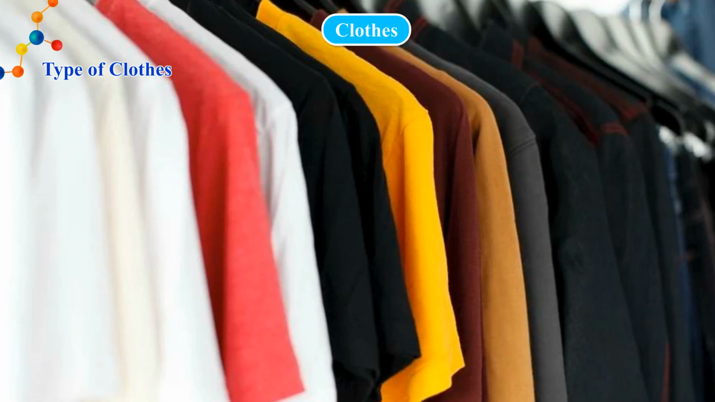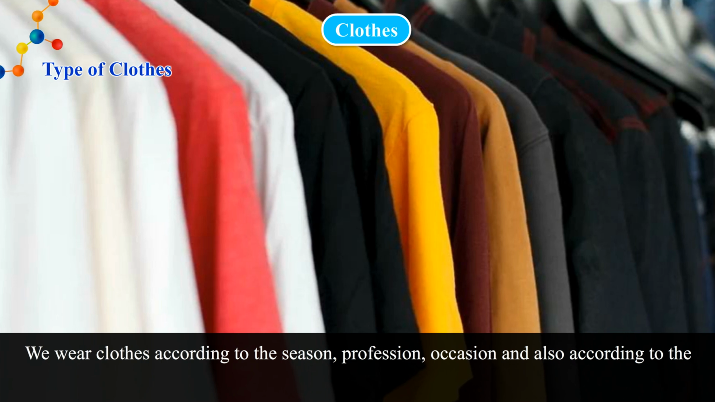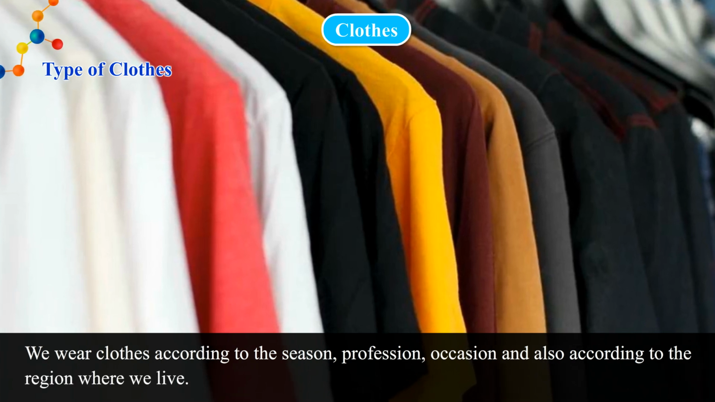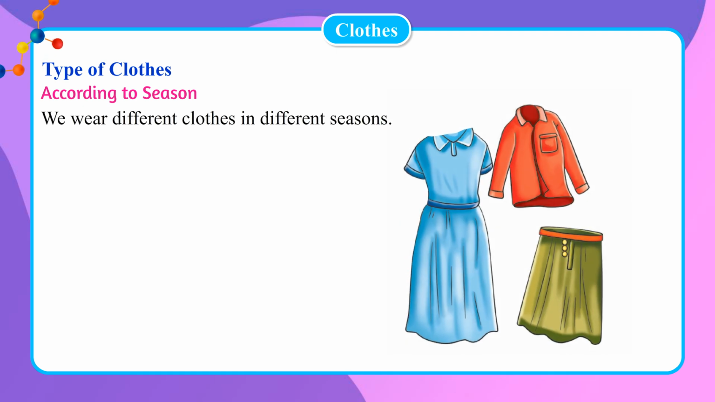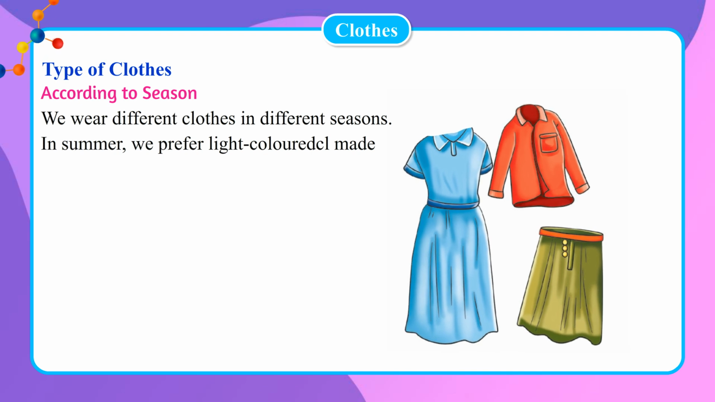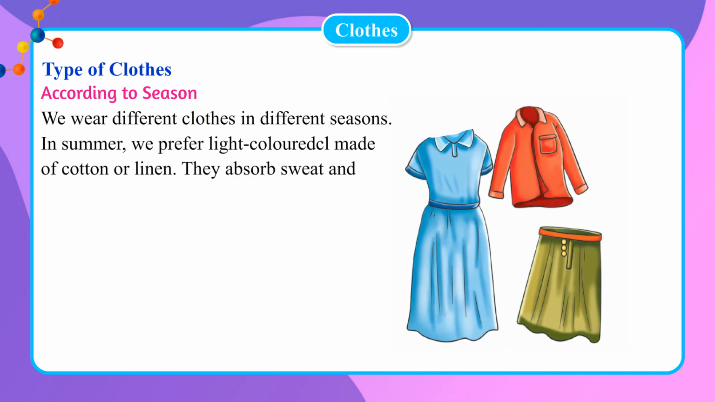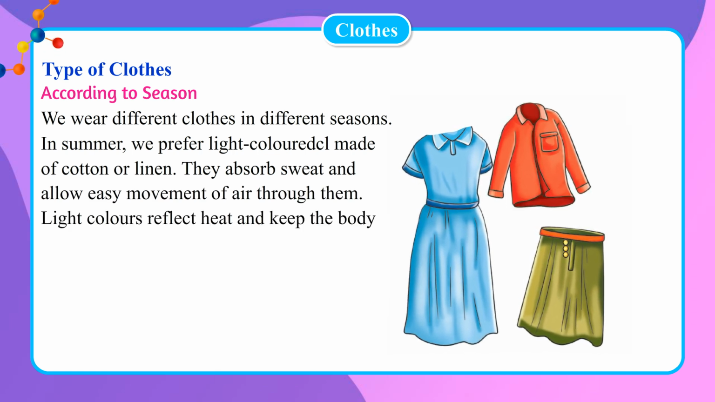Type of clothes. We wear clothes according to the season, profession, occasion and also according to the region where we live. According to season, we wear different clothes in different seasons. In summer, we prefer light-colored clothes made of cotton or linen. They absorb sweat and allow easy movement of air through them. Light colors reflect heat and keep the body cool.